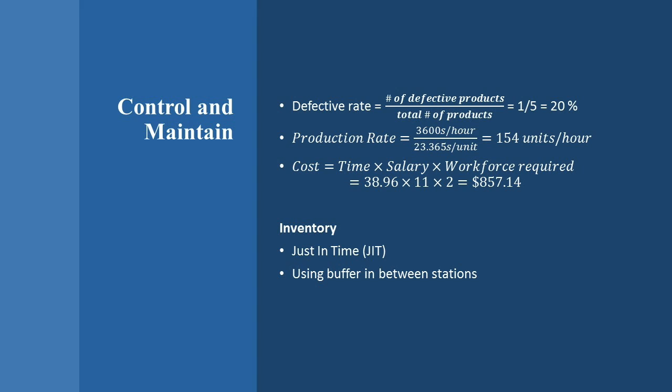In our execution, we found out that 20% of the assembled products are defective. However, this is mainly due to the deformation of spring after repeatedly using it for a number of times and cannot be considered significant. The production rate is found to be 154 units per hour and the total cost of production is $857.14. To control the inventory and to avoid unnecessary costs, just-in-time approach is used. However, a buffer is used in between stations as a safety inventory in case of emergency failures and to ensure smooth flow of the assembly process.